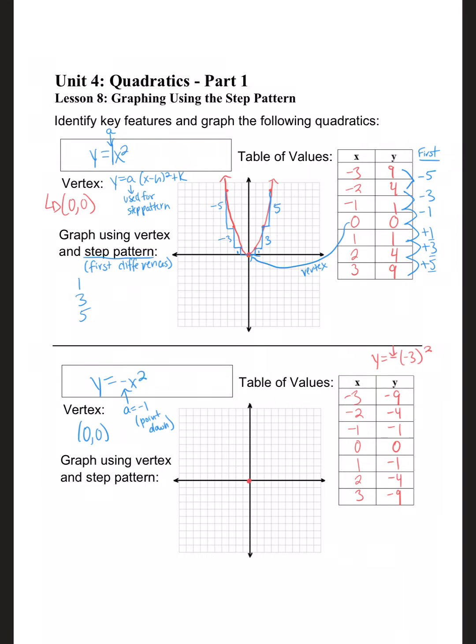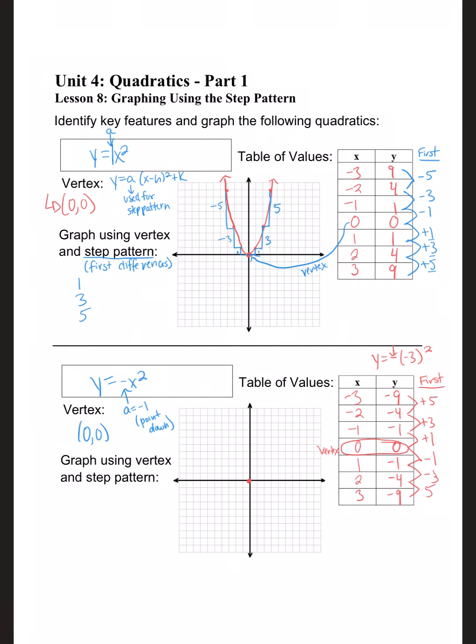Okay. Our step pattern, let's see if we can identify that using our first differences. Okay, so as I go from negative 9 to negative 4, I'm going up by 5, and I go up by 3, and up by 1. Then after our vertex, right, because this is our vertex here, it's going to start working in the opposite direction. So now we go down by 1, down by 3, and down by 5.